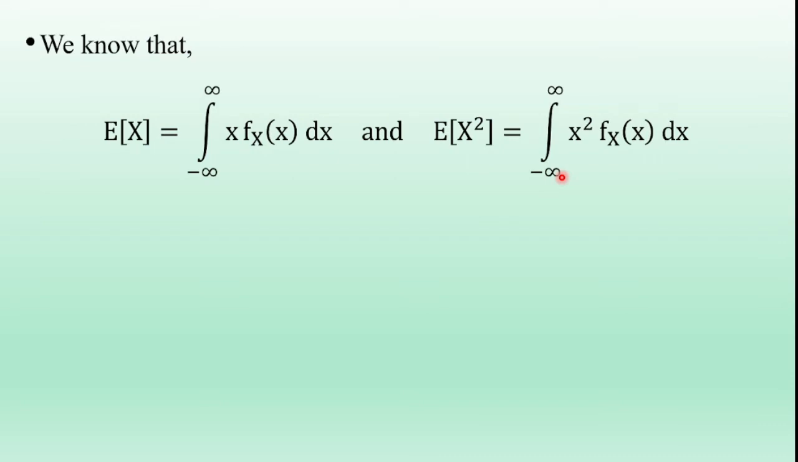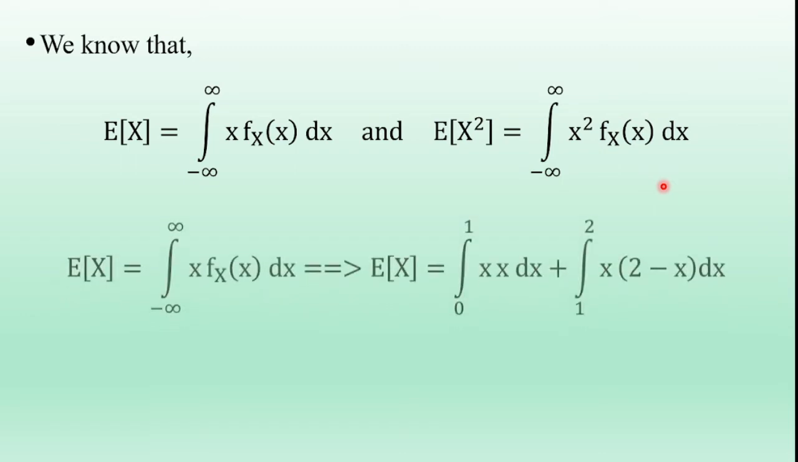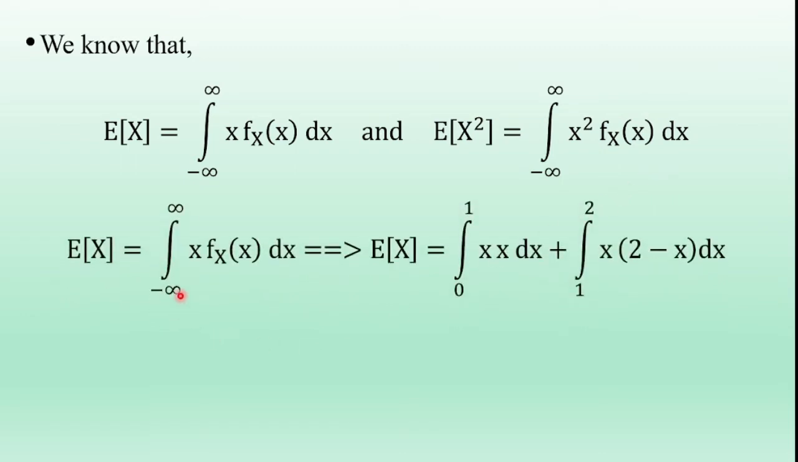We know that the expected value of the random variable for the continuous case is the integral from minus infinity to infinity of x into fX of x dx, and the expectation of x square is the integral from minus infinity to infinity of x square fX of x dx. So first calculate E of x. This is the equation of the mean value or expected value of the random variable. Now we are applying the given density function.